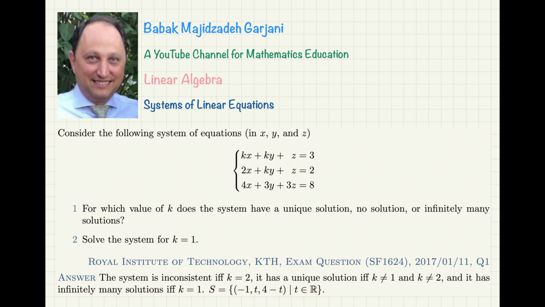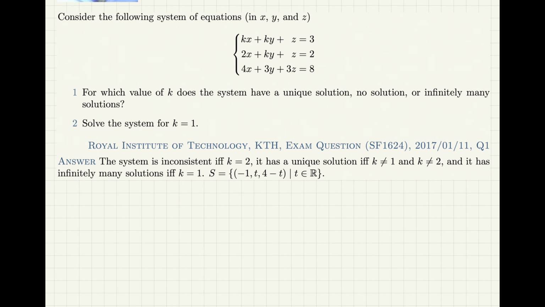The system is consistent if and only if k is not equal to 2. It has a unique solution if and only if k is neither equal to 1 nor equal to 2. And it has infinitely many solutions if and only if k is equal to 1. And one possible form of the set of solutions in that case would be this set that I have written here. Okay, now let us start solving the problem.